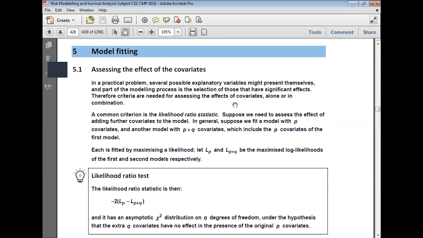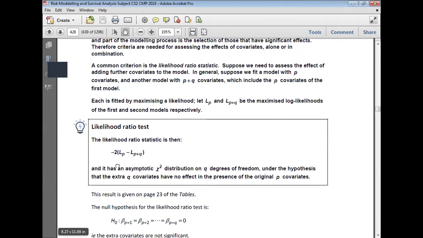So here I have two models. One is the model with P covariates, and the other one is the model with the same P covariates plus some additional number of covariates. That additional number of covariates I denote as Q. So I have one model with P covariates and another model with P plus Q covariates.